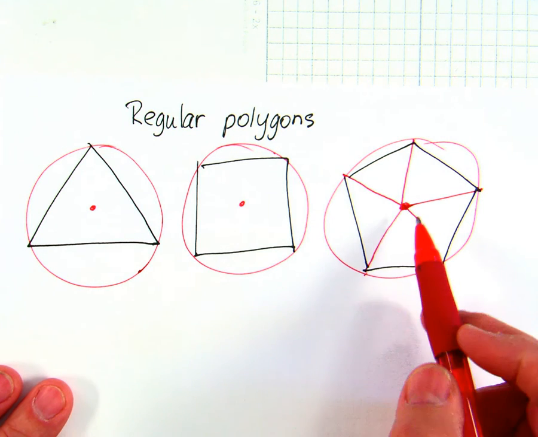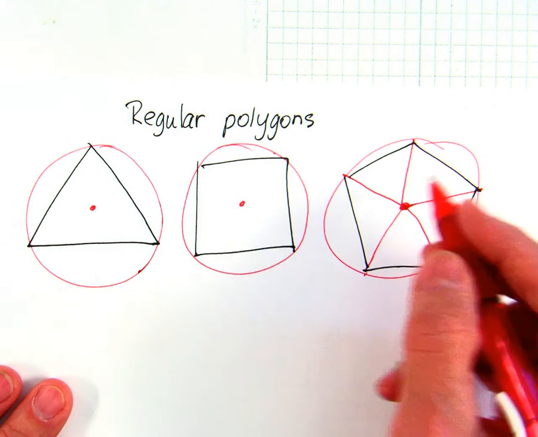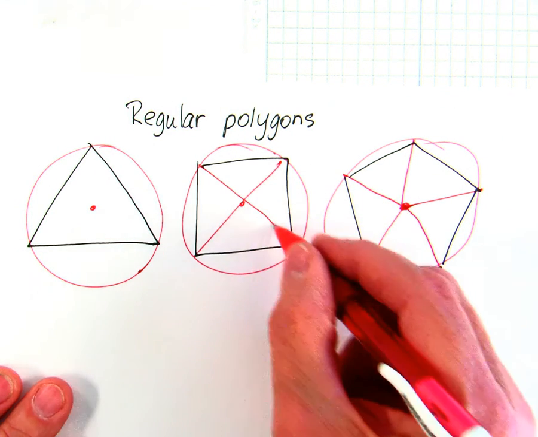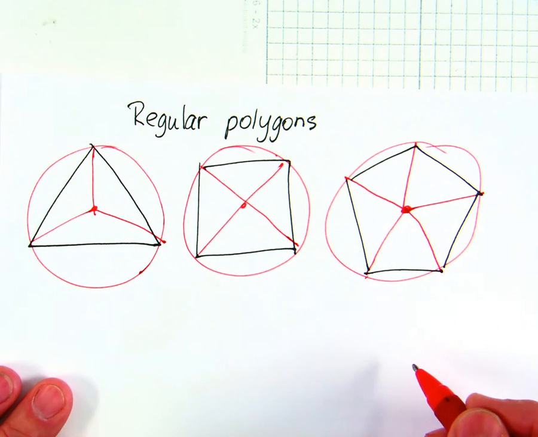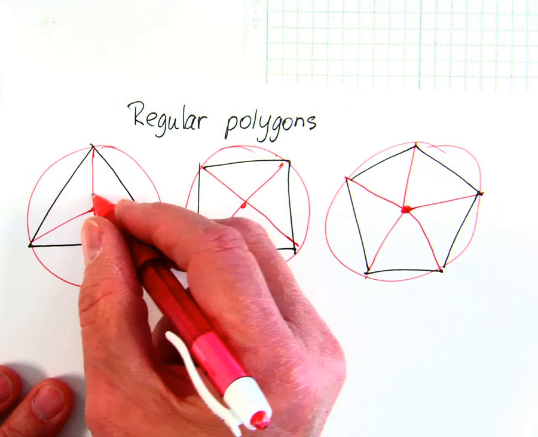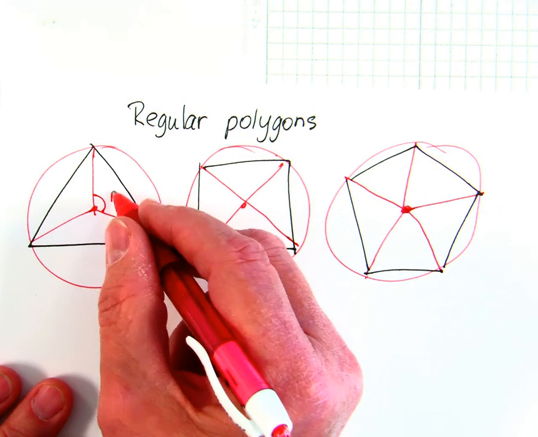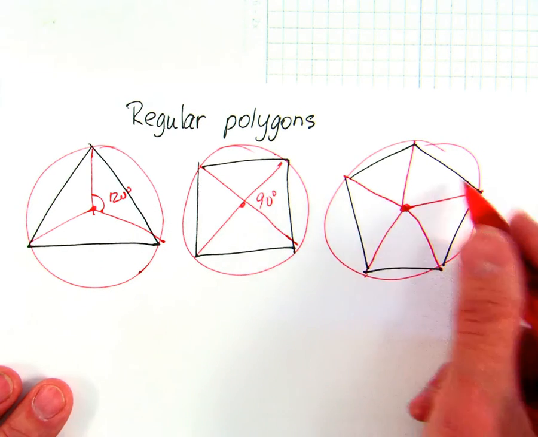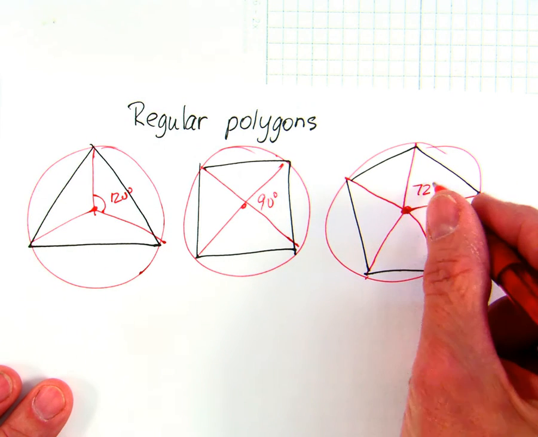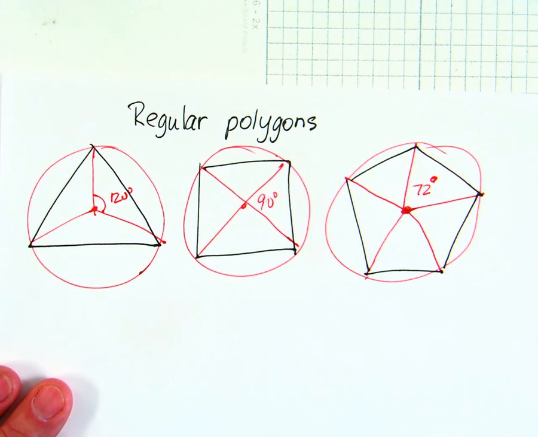Another circle terminology is the central angle. That's the angle at the center of the circle and at the center of the polygon. So here this one would be 360 divided by 3, 120, 360 divided by 4, 90, 360 divided by 5, 72 degrees. Those are all the same as the circle terminology.